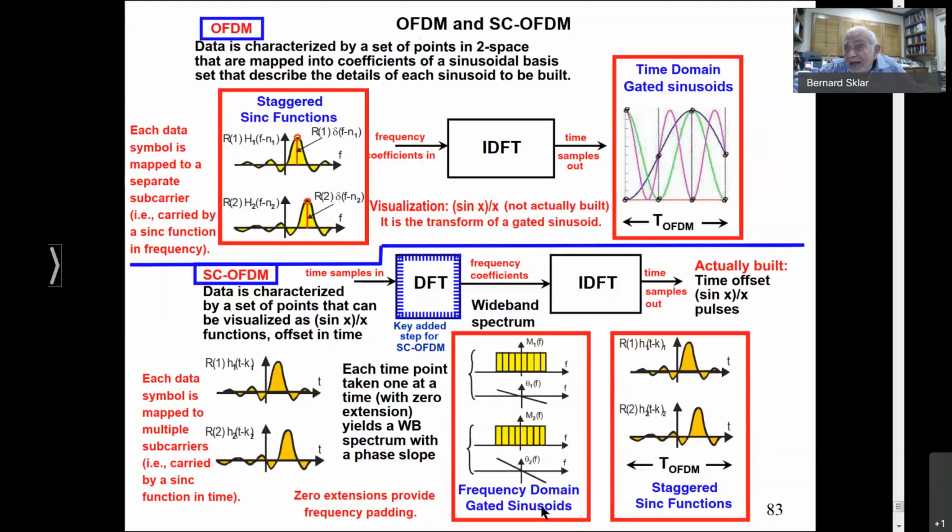So again, you see the big difference is you don't get any kind of staggering here, but you get it staggering here, and you're back to having your time functions here. So another thing to notice is that in ordinary OFDM, you cannot sample anything about this output to get the input data. No way. This has got to be reversed.